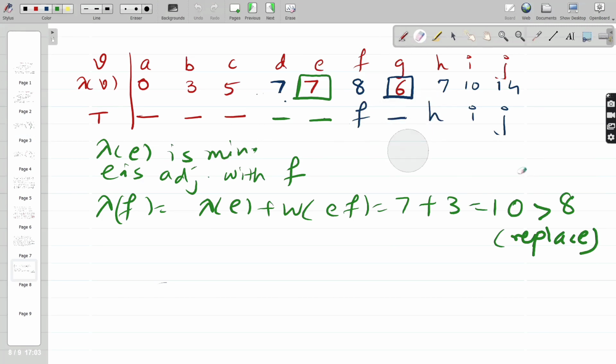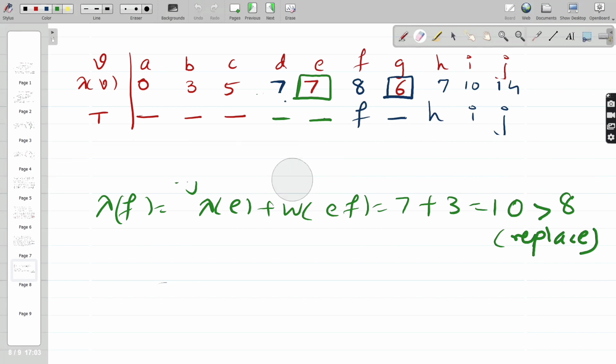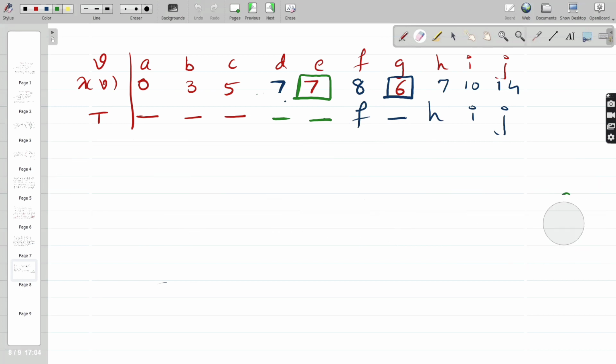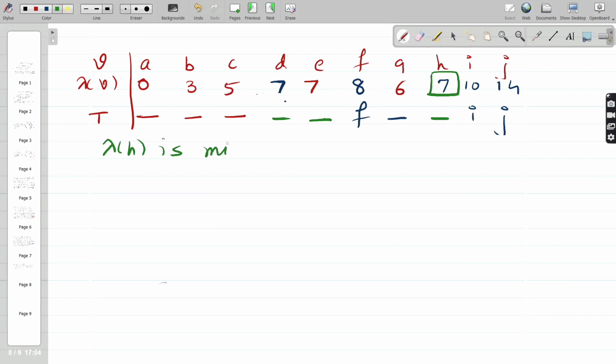So there is no change in this table again. We are considering the same table. Now next I am going to choose... Now this 7 was included. This is gone. Now next I am going to choose this 7. Okay. And therefore this vertex H is also gone. So lambda H is minimum.